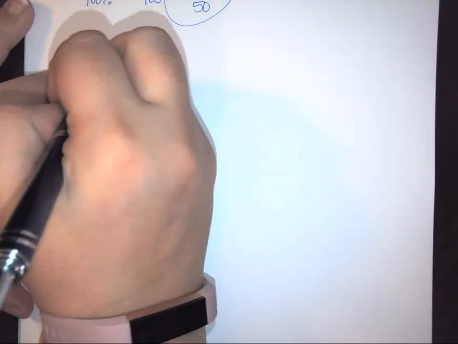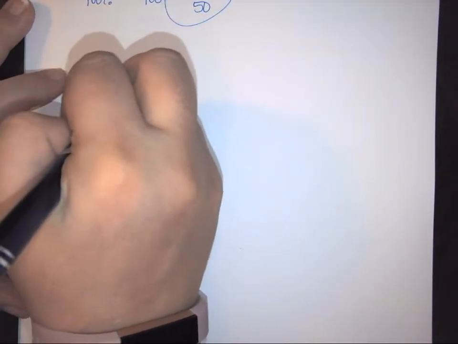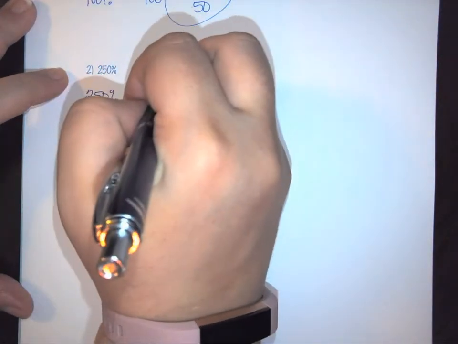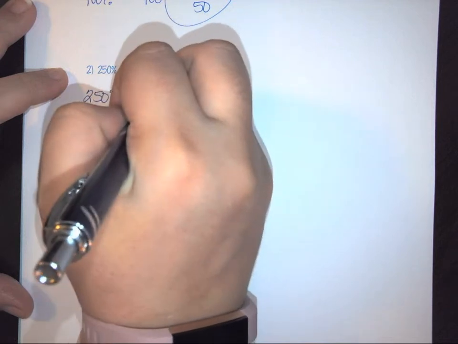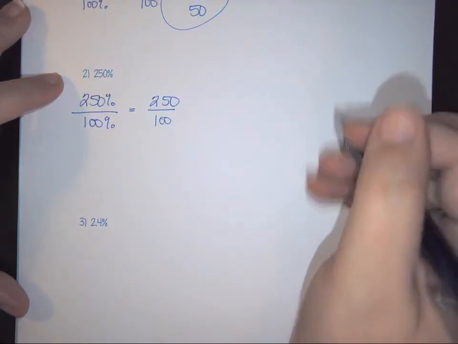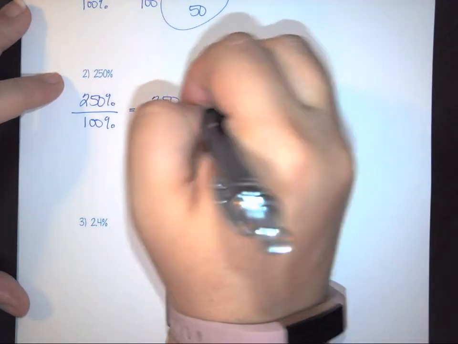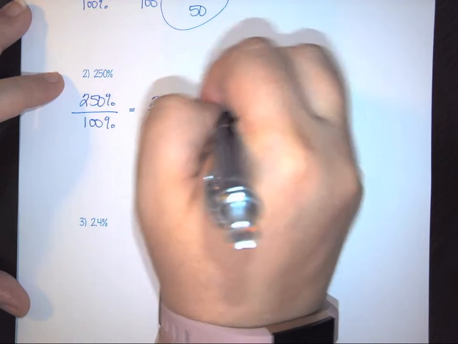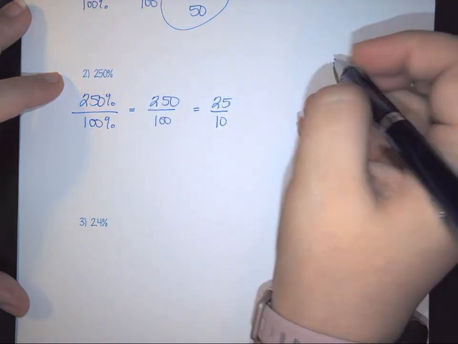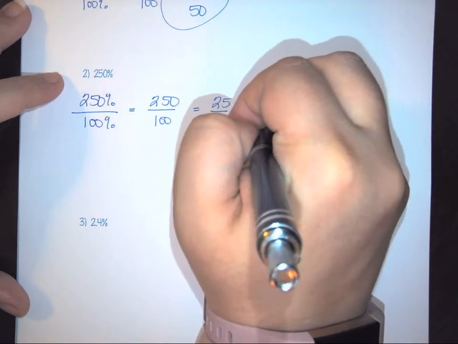Now here we have 250%. We're going to take that over 100%. So again, our fraction is going to become 250 over 100. Now you can do this one without a calculator. First, both of them end in 0, so we can take one of those away. Gives us 25 over 10. Then what's in common between 25 and 10 would be a 5. So this is going to reduce down to 5 halves.